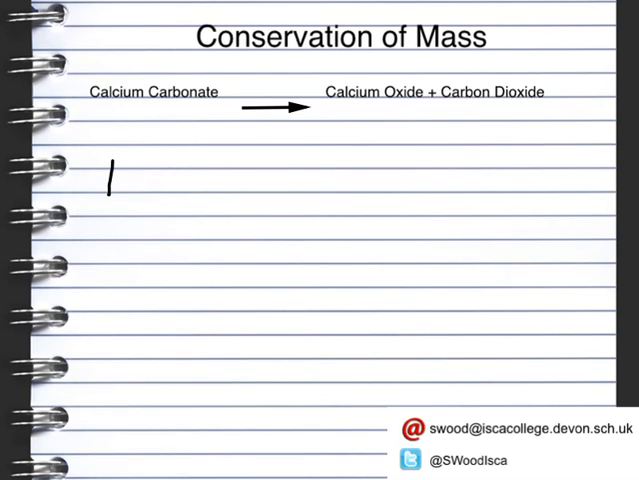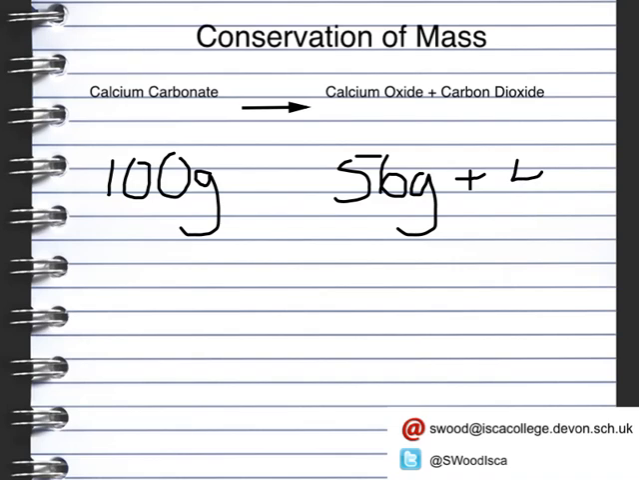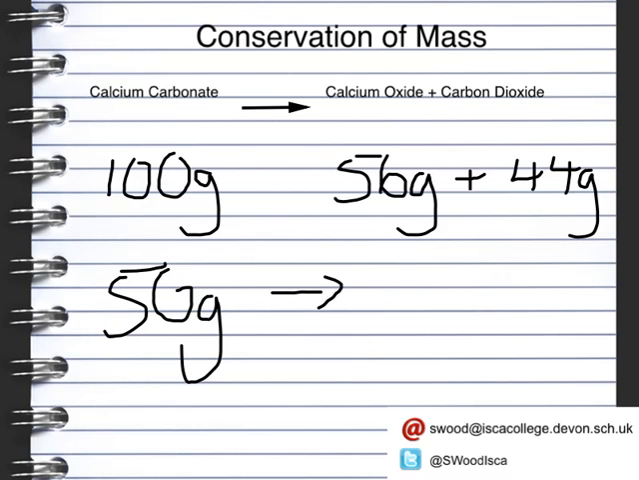So if we were to take 100 grams of calcium carbonate and we wanted to know how much calcium oxide we should make, 56 grams of calcium oxide and 44 grams of carbon dioxide. Now if we had 50 grams of calcium carbonate, which is obviously half the amount of 100, we'd make half the amount, so we would make 28 grams and 22 grams.